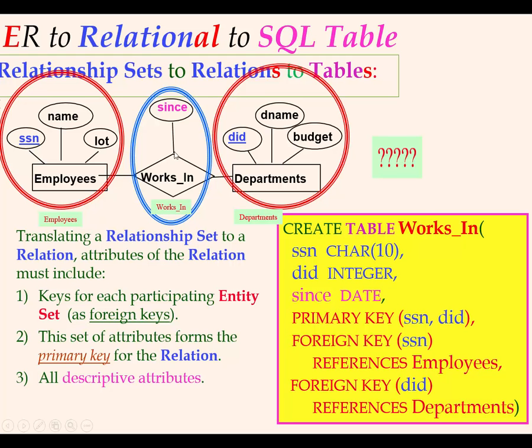The primary key is the keys of the connecting entity sets, and each one of them is a foreign key. So again, these are keywords. Foreign key references employees. So you have to create employees and departments before that. Pretty straightforward, right? Very nice.